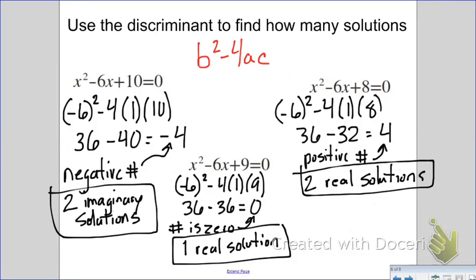Again, the discriminant just tells you how many answers there's going to be out there. Is there going to be 2 imaginaries, 2 reals, or 1 real? It doesn't actually tell you. You would have to now use the quadratic formula to actually figure out what those real or imaginary solutions might be.